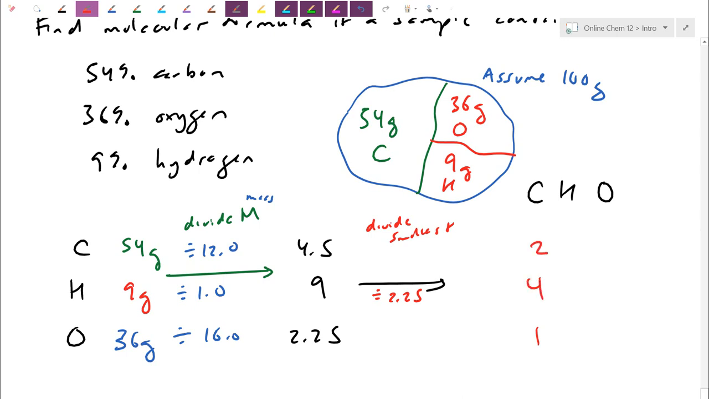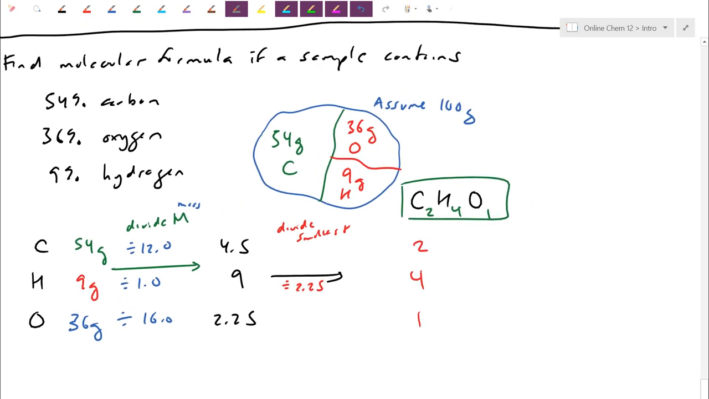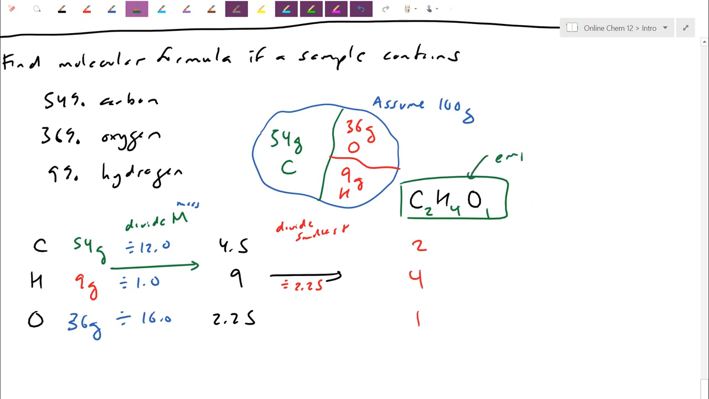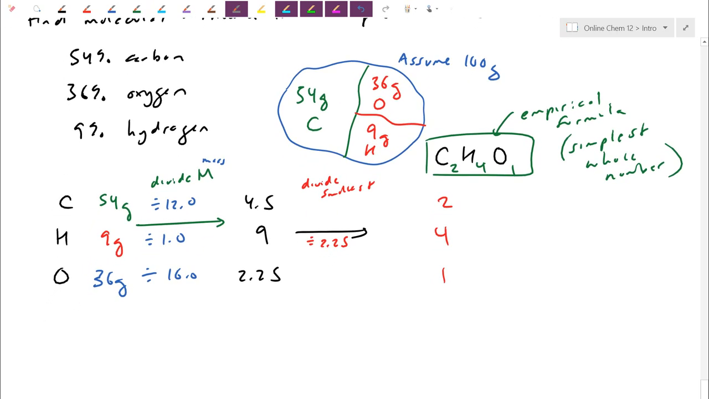So if I preserve those ratios with these really ugly decimals here, in this case it actually stands for C2H4O1. This one here is currently referred to as an empirical formula because this is the simplest whole number ratio. So empirical formula, it's been simplified. Simplest whole number ratios in a compound. Because this is covalent, however, because it's individual, it's possible that my compound may actually be double this or triple this.